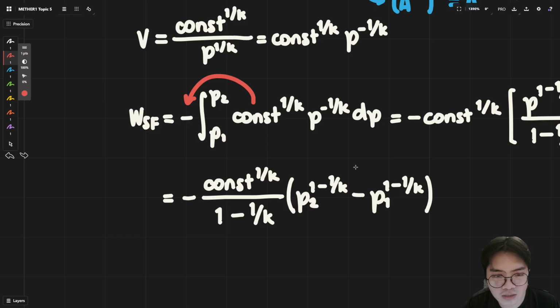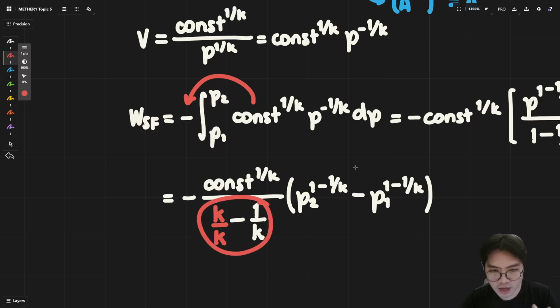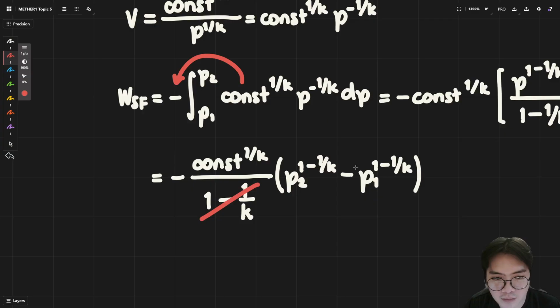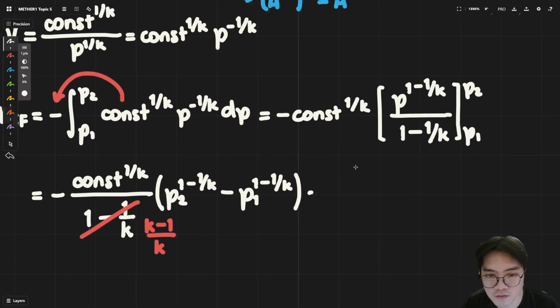We can think about this 1 minus 1 over k, and notice that you can represent the 1 as k over k. So we can put them together and just get k minus 1 over k. This will now become k minus 1 all over k. Notice that there is now a fraction in your denominator. What you can do is flip that, so that the numerator becomes the denominator and the denominator becomes part of the numerator.